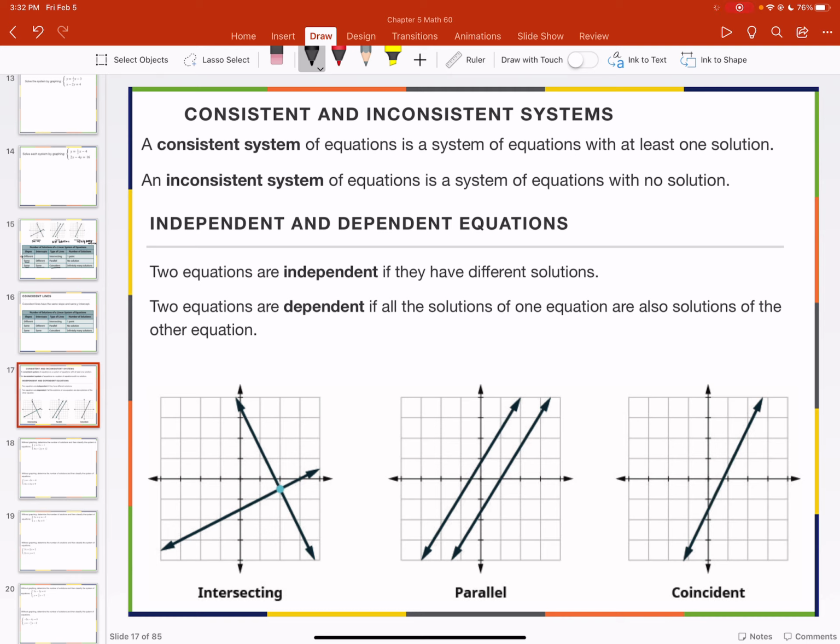A consistent system is a system of equations with at least one solution, and inconsistent would be no solution. All right, and then independent versus dependent. Two equations are independent if they have different solutions, and two equations are dependent if all the solutions for one equation are also solutions of the other equation. Okay?